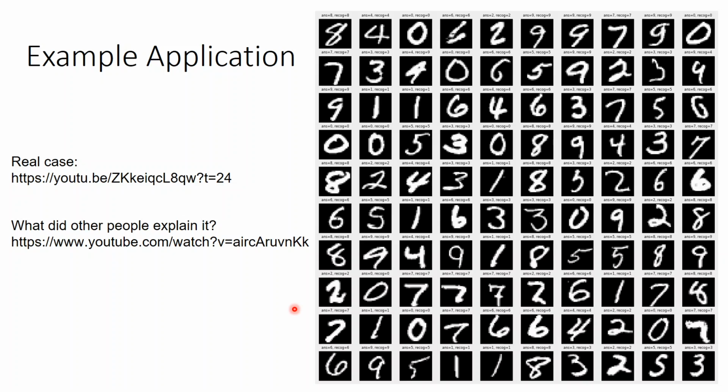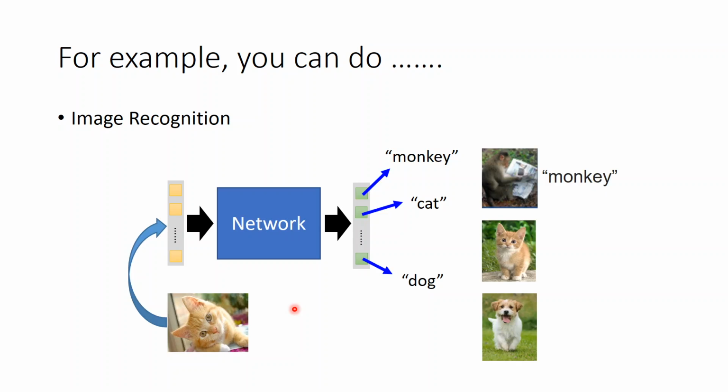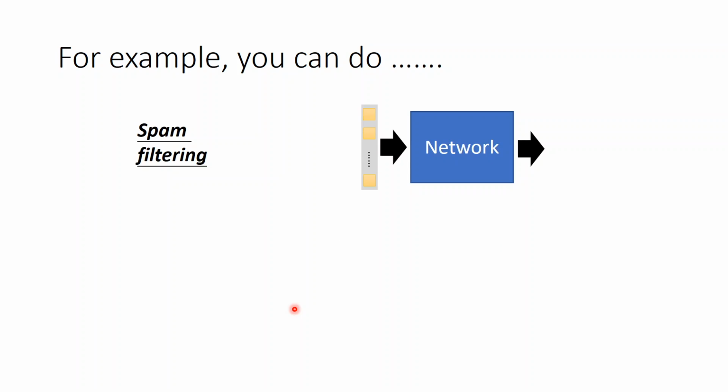Now we know the idea of AI and deep learning, and then we will see some real algorithms. For example, you can use this algorithm to do image recognition, like this one, or you can do spam filtering.